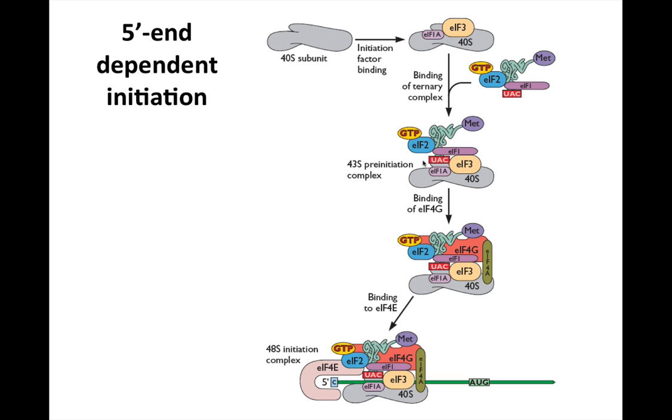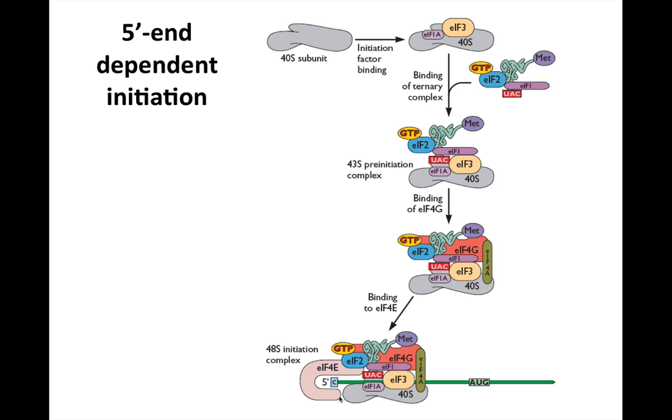It associates with the 40S subunit. It then binds EIF4G, which is this red molecule, which then binds the cap. Now, we don't know if this is exactly the sequence of events, but this is just one version that I'm presenting to you. Now, the key here is how this initiation complex, you can see this one is called the 43S pre-initiation complex. How does it recognize the mRNA?